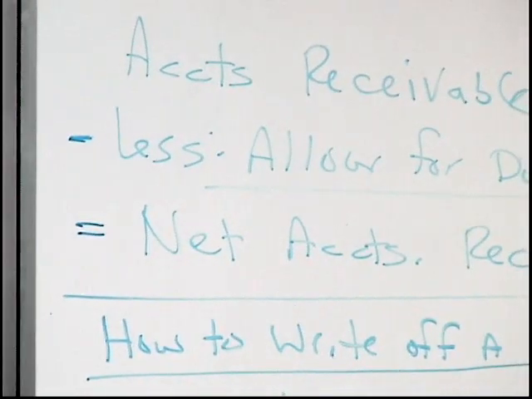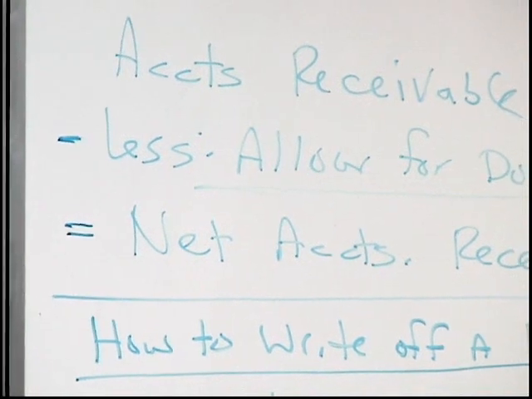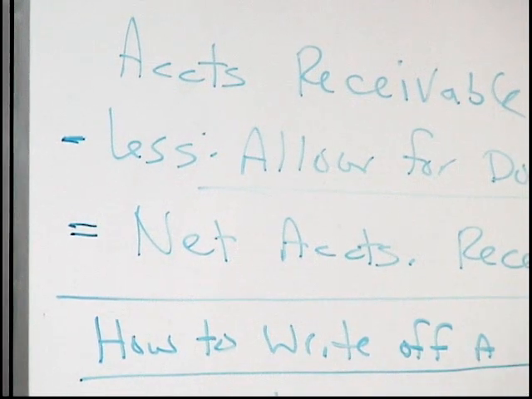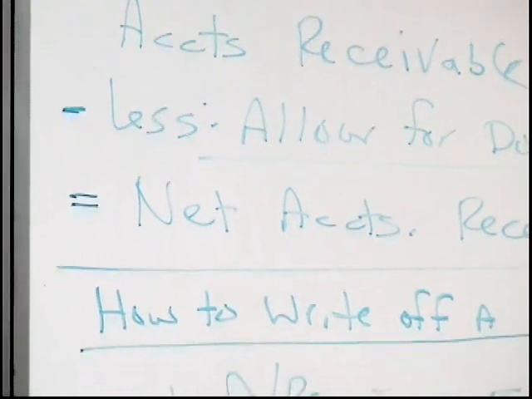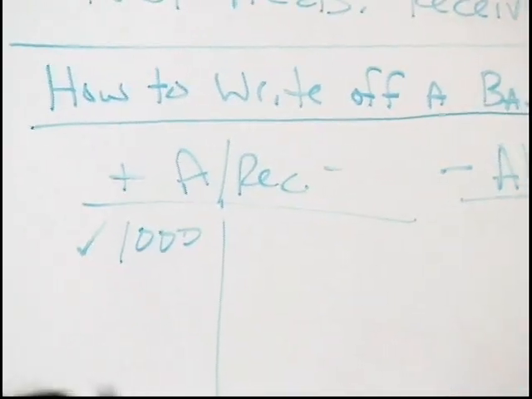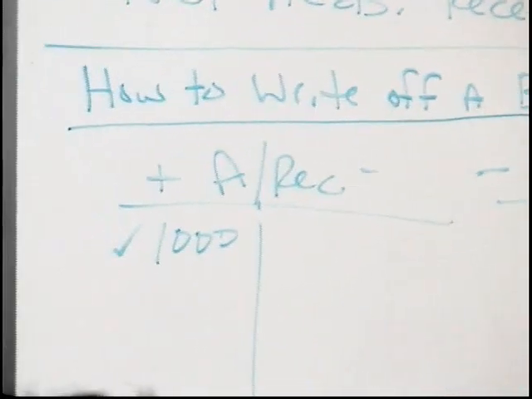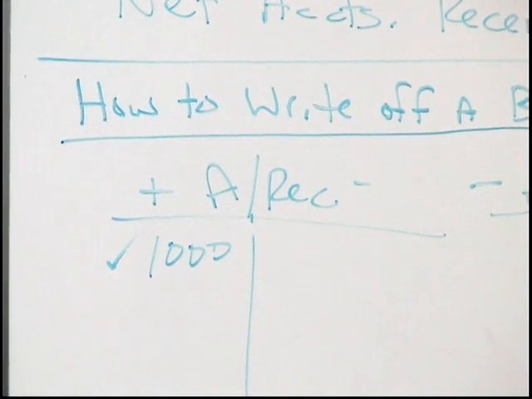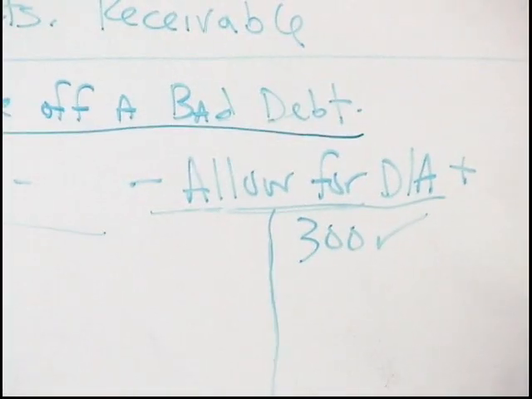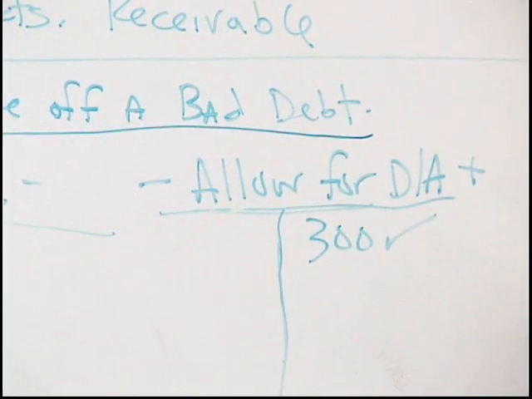Does everyone see this as a contra account? Let me ask you a question. What is the net receivables? I just said it. It's right up there. Can you look at these two? $700. Okay, fine. Now, let's write off a specific account using the allowance method, which is GAAP.